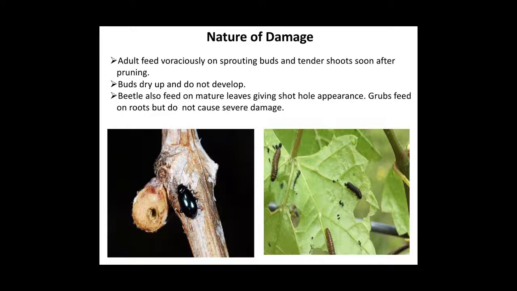So in the first image we can see the adult beetle feeding on the sprouting buds. Then in the second image we can see the shot hole appearance on the leaves. So this is about the nature of damage by the flea beetle.